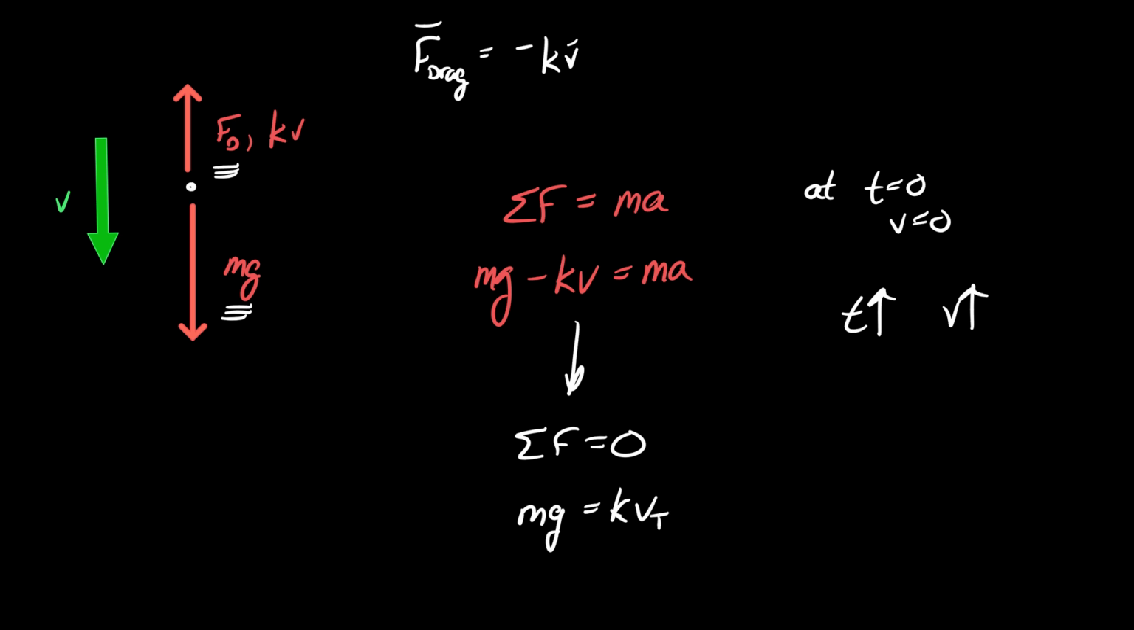This is called terminal velocity. What's interesting is this doesn't happen in a linear way. As the velocity increases, the acceleration is decreasing because the upward force is getting bigger. This is complicated. This will produce a complicated situation. An interesting one.